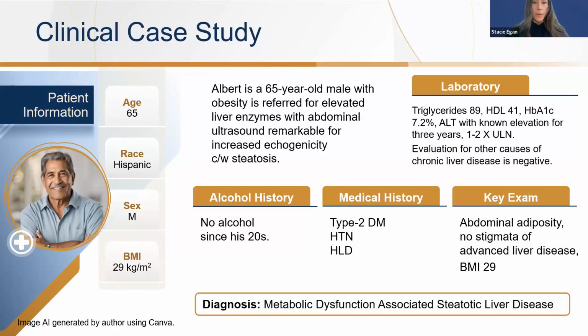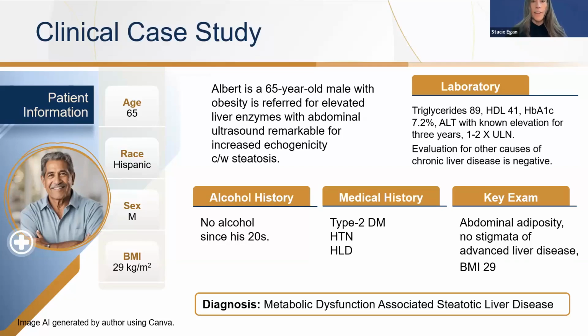So Albert has a history of some alcohol use, but not since his early 20s. He has some lab studies: triglycerides 89, an HDL of 41, an A1C that's slightly elevated at 7.2%, an ALT with known elevation for 3 years of 1 to 2 times the upper limits of normal, which is concerning. Anytime you see these elevated ALTs, greater than 30 in men, greater than 20 in women, we need to be concerned that something's going on with the liver.